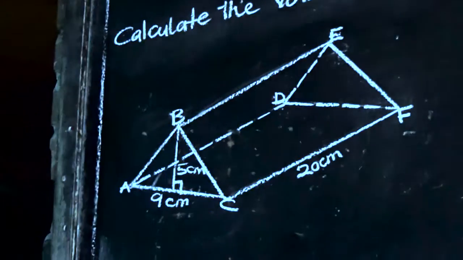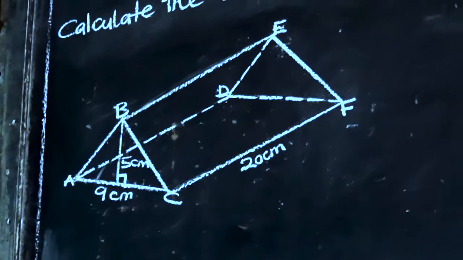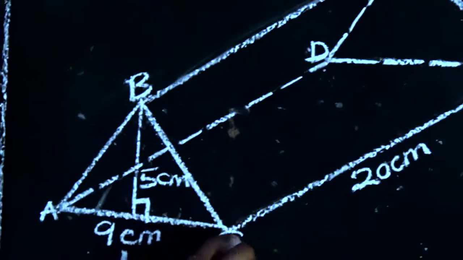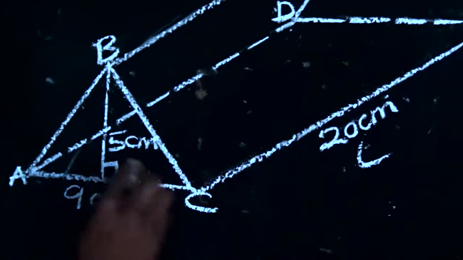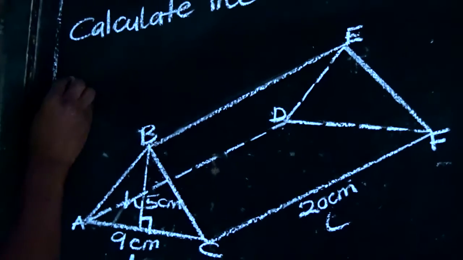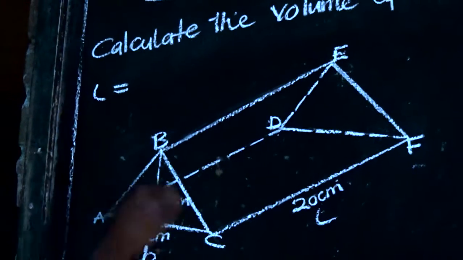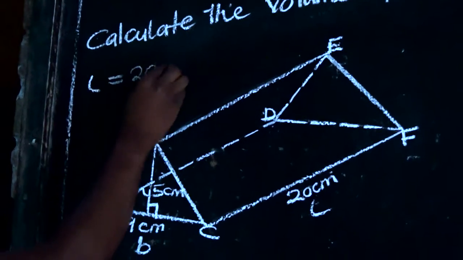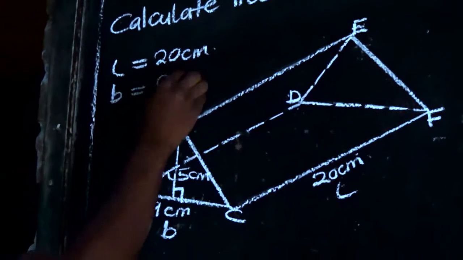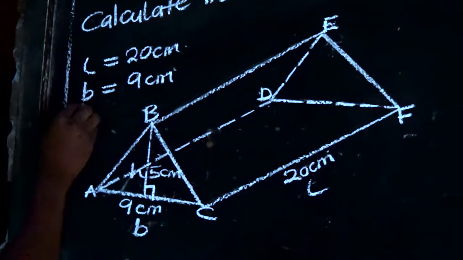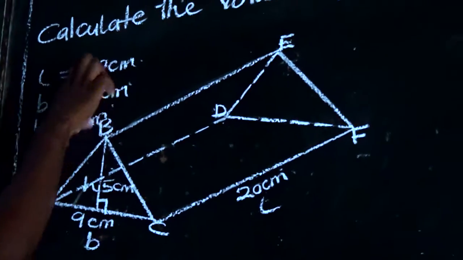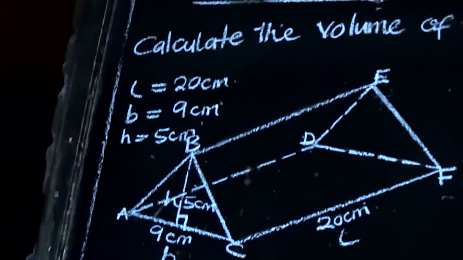So what we are going to do is, in this case, we know that this is our B, our breadth. Then you have got our length. Then this is our h. Are we together? So our L, which is our length, is 20 centimeters. Then our B is 9 centimeters. And our H is 5 centimeters.